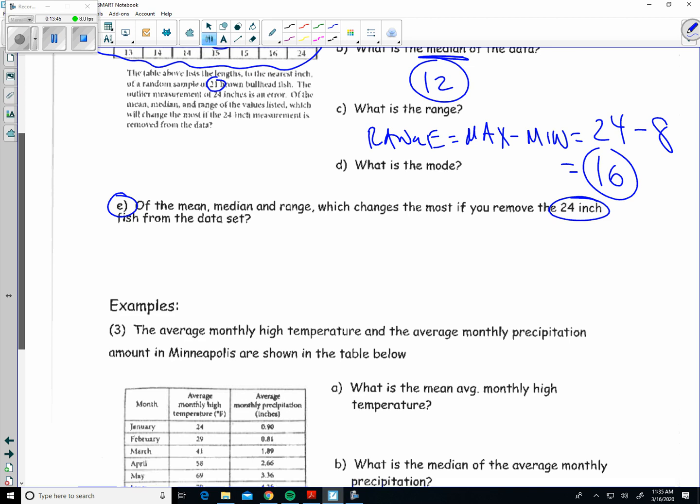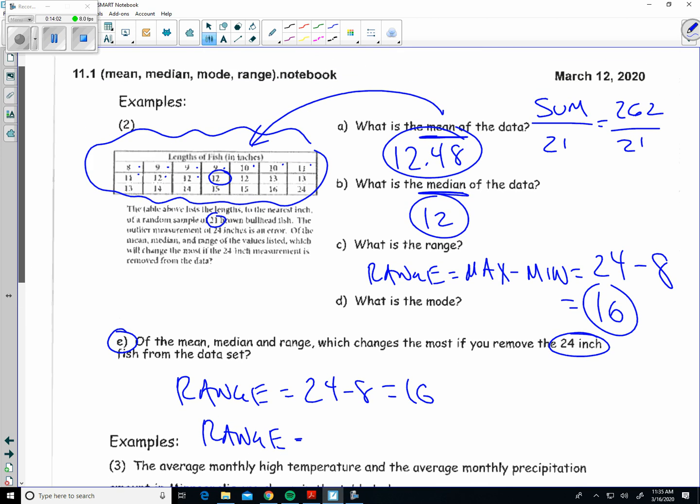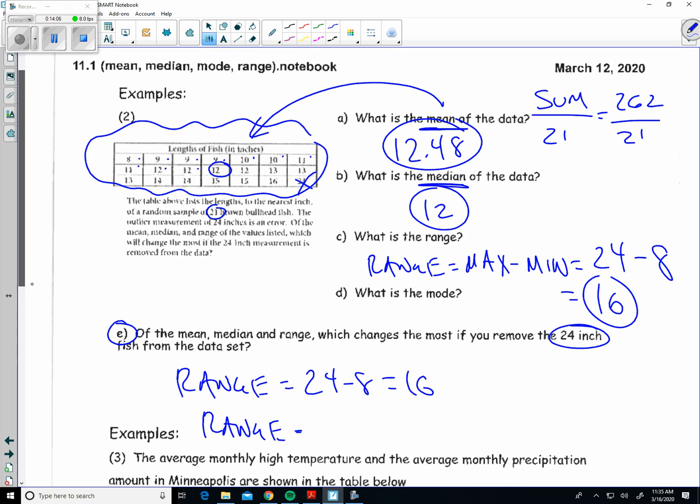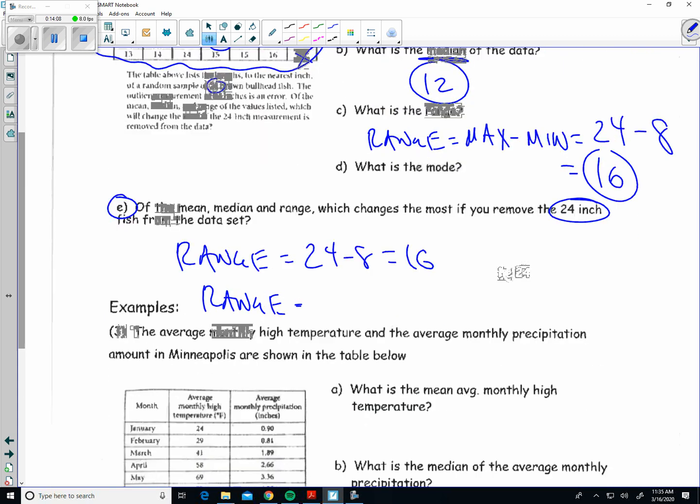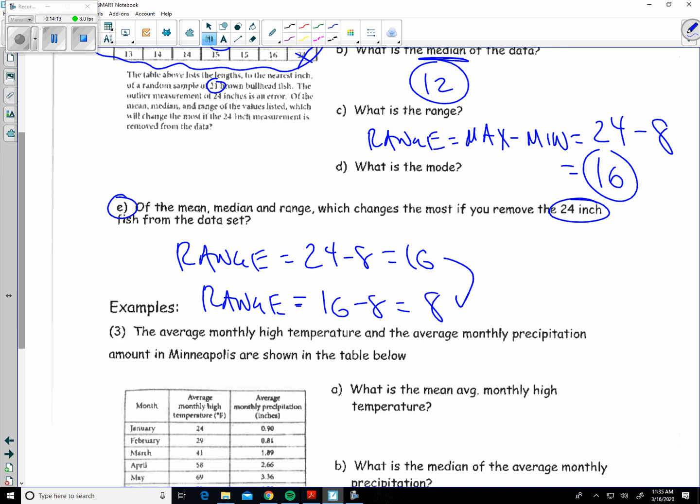So by far, if you think about it, that's got to go with the range. Originally the range up here was that 24 minus that 8, which was 16. If we take that fish out, 24 up here on top is being removed from our data. So now our range is going to have a maximum size fish of 16 inches. So now we'd say the range is 16 minus the 8, which is going to be 8. And that would be the biggest change for sure.